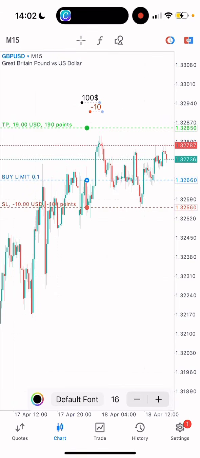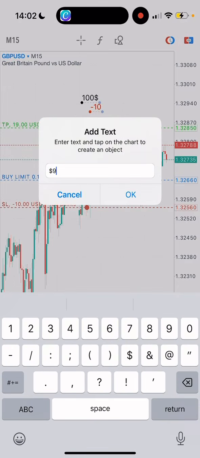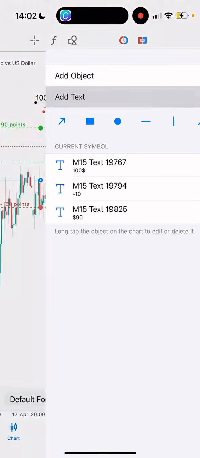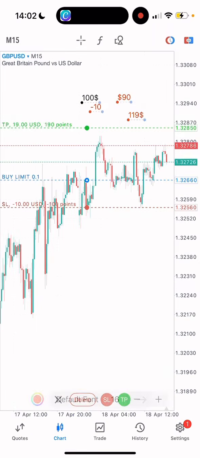So now let's say you enter a trade, your account size is $100, and this SL is $10. You're going to risk $10. How much will you have left if it hits SL? What you have left is $90, which is not a bad position at all, right? So you still have enough room to cultivate. If it hits TP, how much are you going to make? $119, right? That's how much you're going to make.